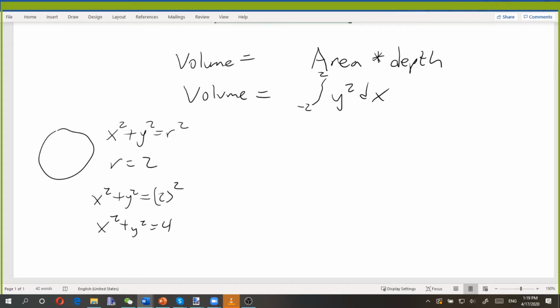If I want to solve for y squared so that I can plug it into this volume equation, then we'll be able to integrate because I'll have variables that are all x's. And I can solve for y squared using this equation. So y squared equals 4 minus x squared. Okay, then I'm going to substitute.